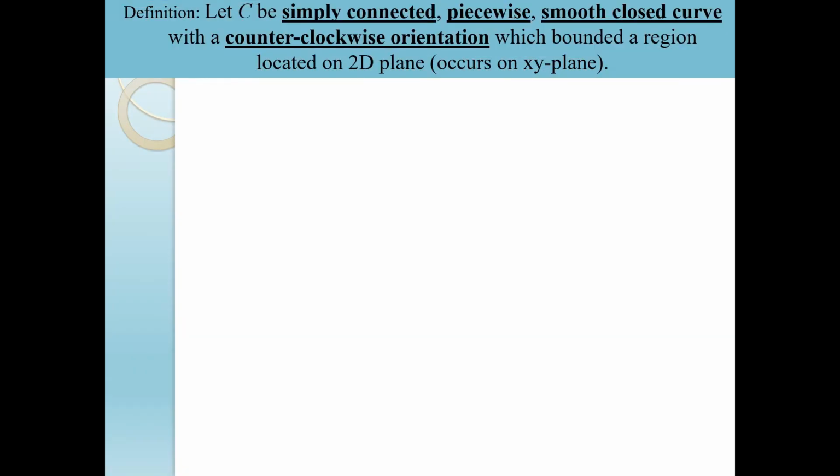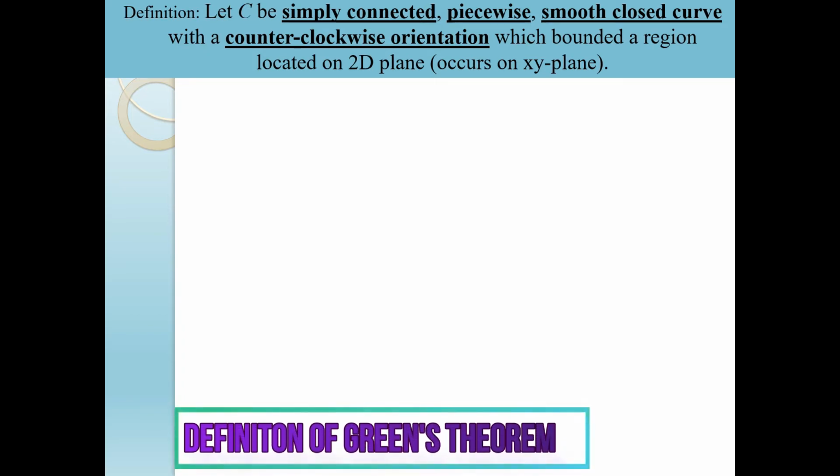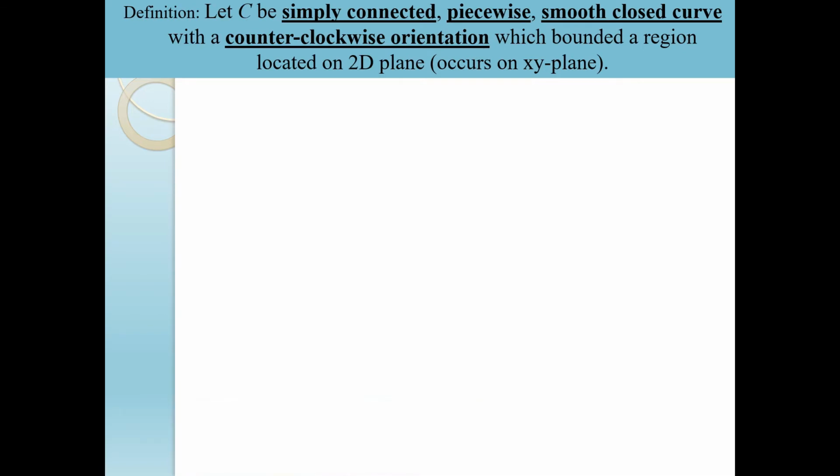So basically, for the definition, let C be a simply connected piecewise smooth closed curve with a counterclockwise orientation which bounds a region located on a two-dimension plane. Two-dimension plane means that the plane occurs on the xy plane. So now, in Green's theorem, we will consider the curve which only occurs in the xy plane, and the curve has to be simply connected piecewise.